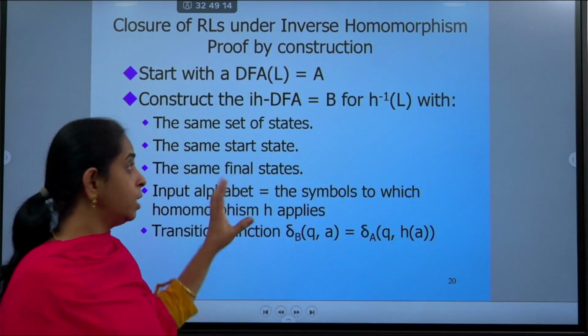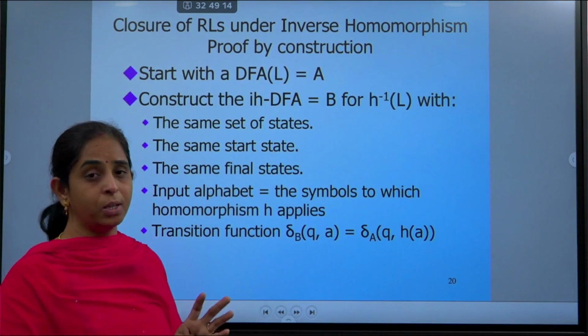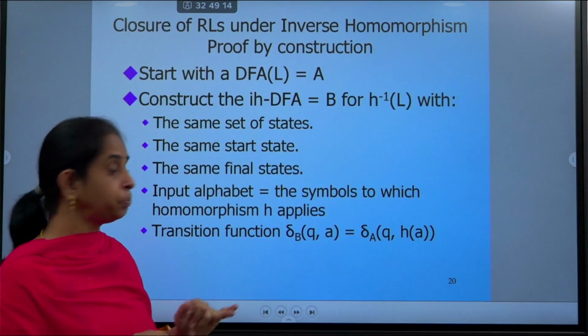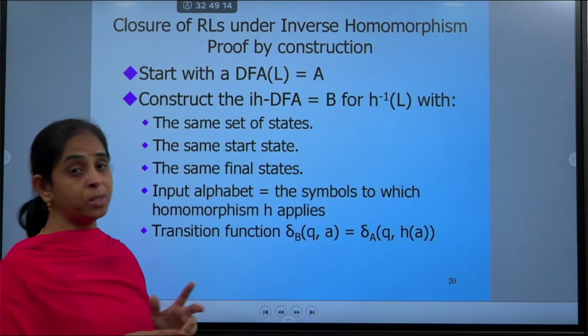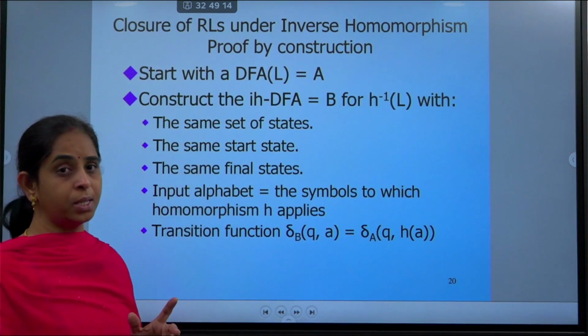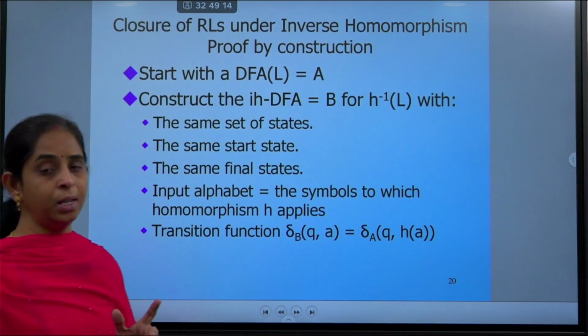That means all these are the closure properties of the regular language: union, intersection, closure, homomorphism, and inverse homomorphism.